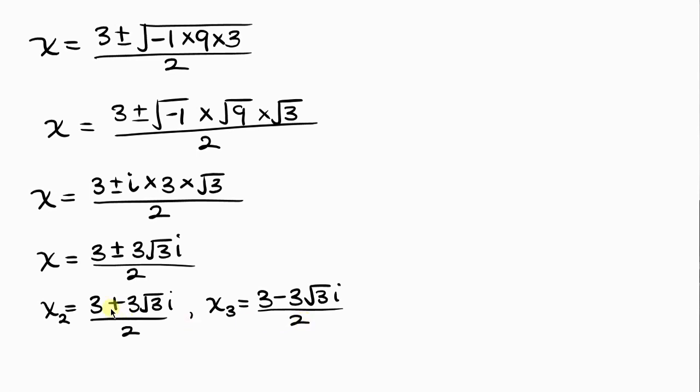You notice that for x sub 2, 3 is common, so we can factor out 3. So x sub 2 will be equal to 3, factor that out. So 3 divided by 3 is 1, plus 3 root 3i divided by 3, I'm going to be having root 3i, all over 2.